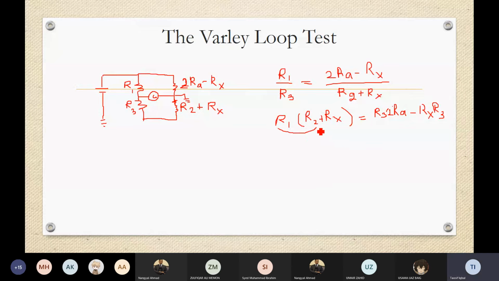So we take the R1 R2 on the other side and then we have Rx with R1 plus Rx with R3, and R1 R2 is on the other side, so we have 2 times R3 RA minus R1 and R2.